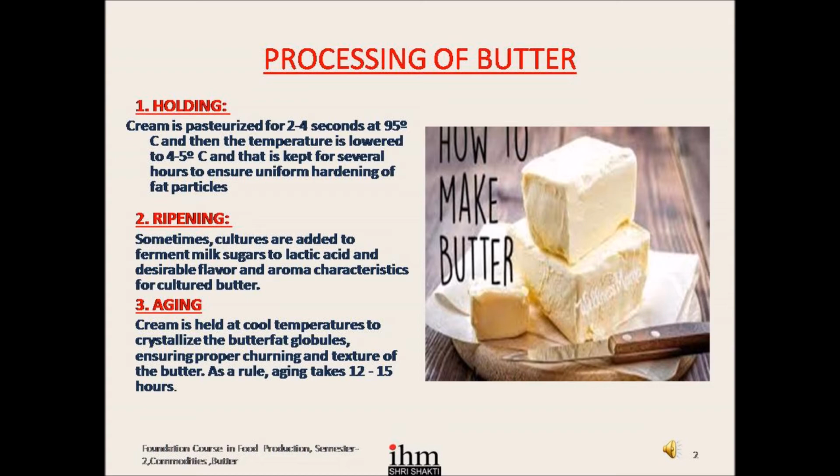Next step is aging. Cream is held at room temperature to crystallize the fat globules, ensuring proper churning and texture of the butter. As a rule, aging takes around 12 to 15 hours.